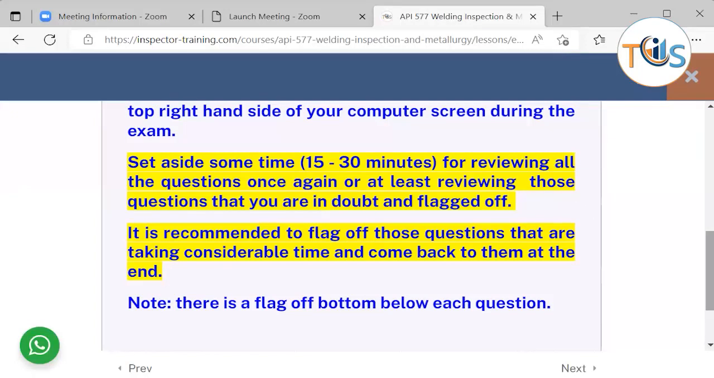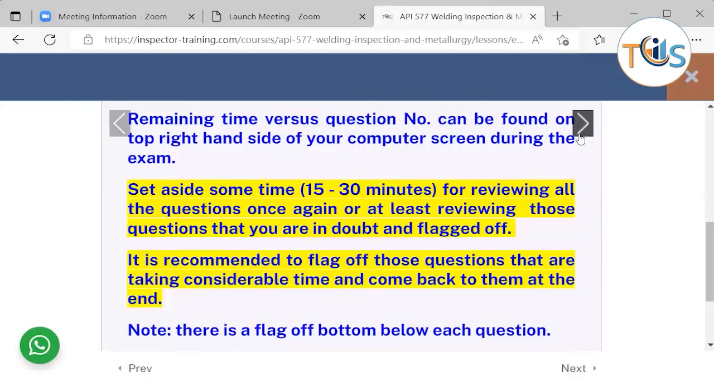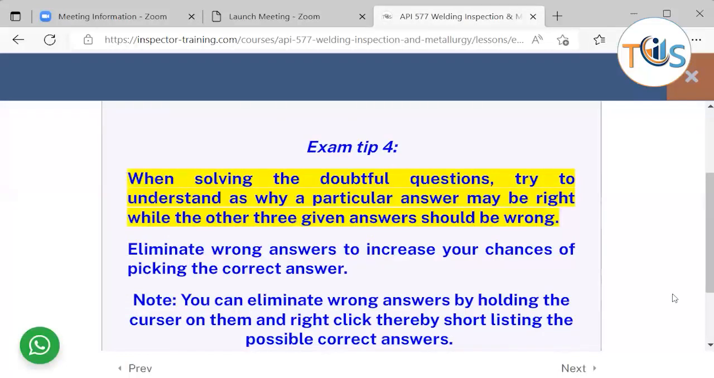Flag the question below. In solving a doubtful question, try to understand why a particular answer may be right while the other 3 given answers should be wrong. Eliminating wrong answers increases your chances of picking the correct answer.